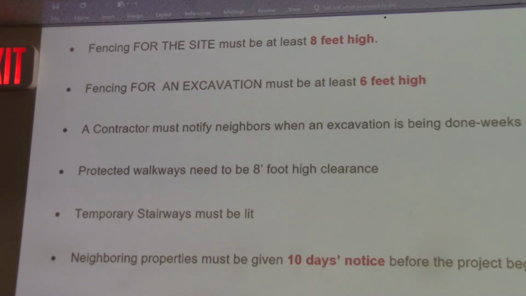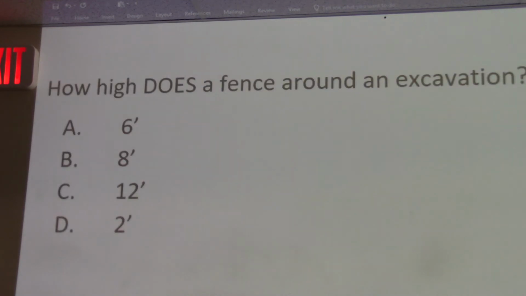Now, on the excavation, there's another thing. Who do I have to notify before doing an excavation? This comes up on the exam. It's always there.